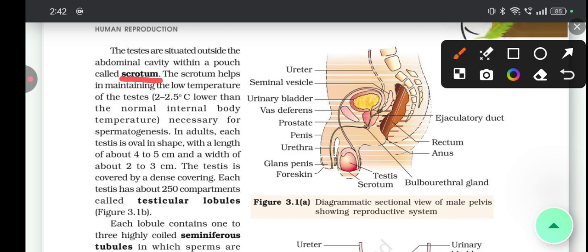The scrotum helps in maintaining the low temperature of the testes, which is 2 to 2.5 degrees Celsius lower than the normal internal body temperature.